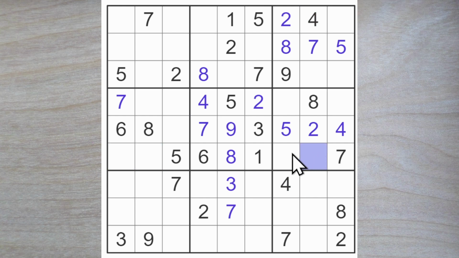Therefore, these must be a 3 and a 9. This 9 forces the 3 to go here, and the 9 must go here. And it's obvious that this now must be a 9. We have a 9 blocking over here and here. So a 9 goes here.